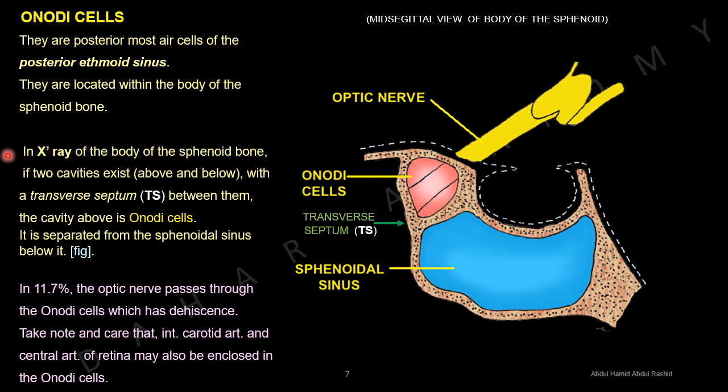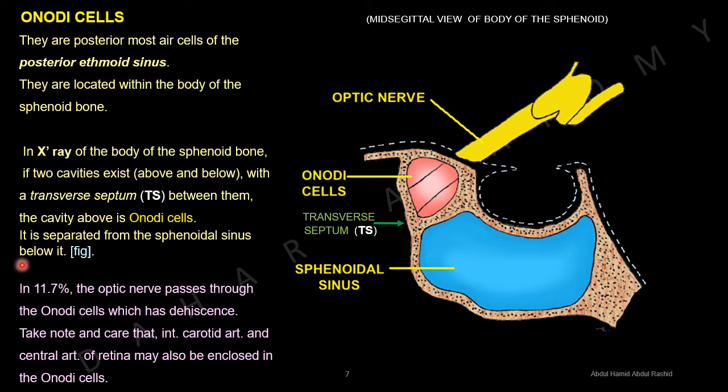In X-ray of the body of the sphenoid bone, if 2 cavities exist above and below with the transverse septum between them, the cavity above is Onodi cells. It is separated from the sphenoidal sinus below it.